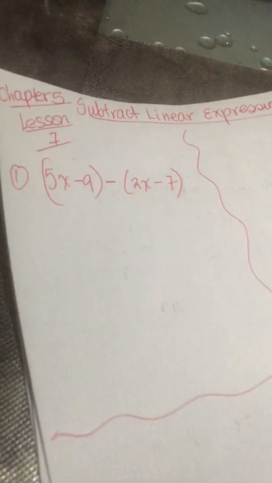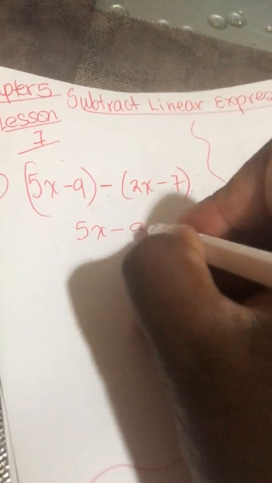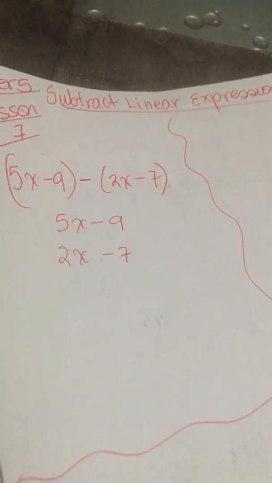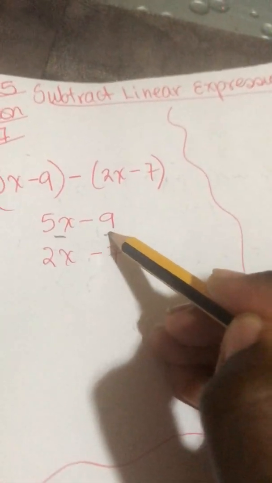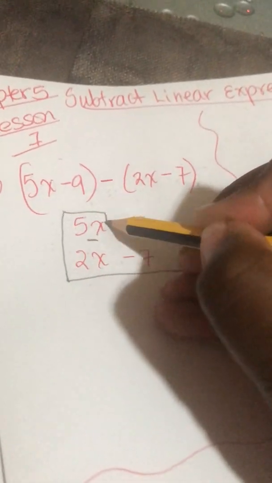So you have to do 5x minus 9 minus 2x minus 7. Okay. We're going to write them vertically. 5x minus 9, 2x minus 7. And because here we have a minus, we're going to put the minus here. And then we're going to draw our boxes.